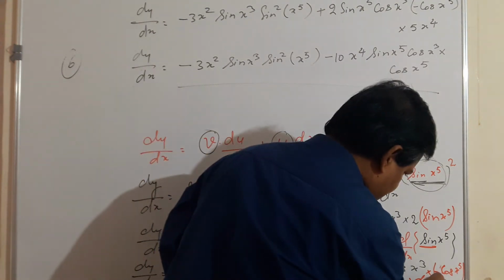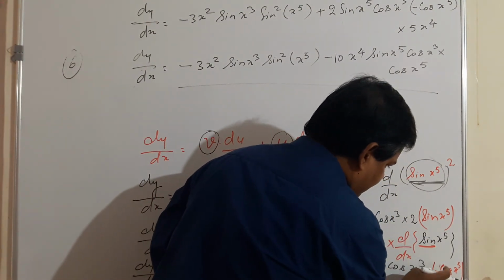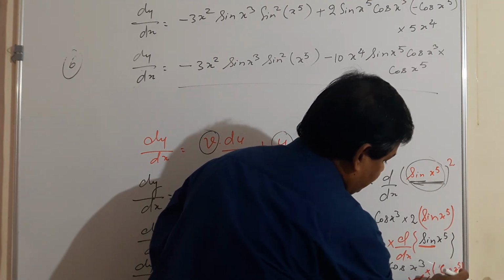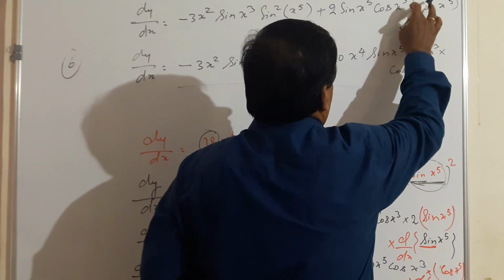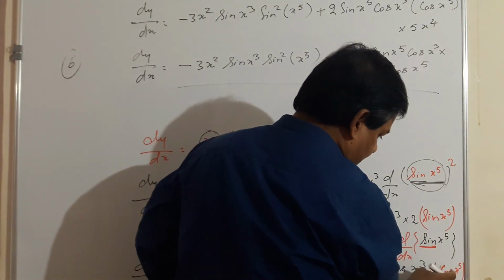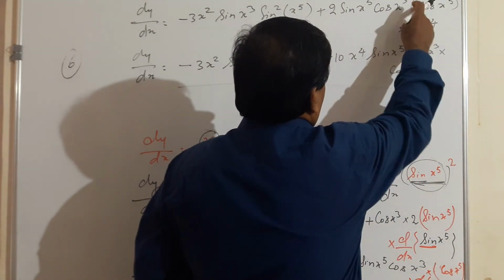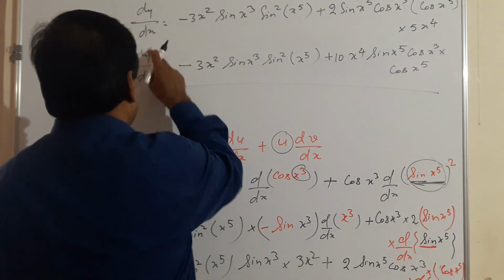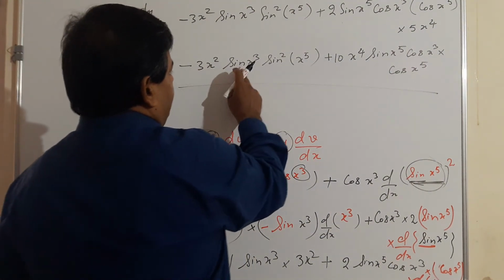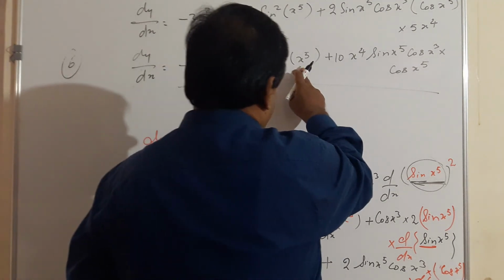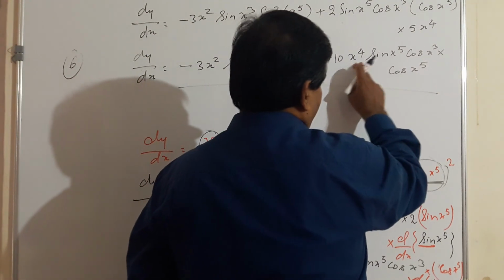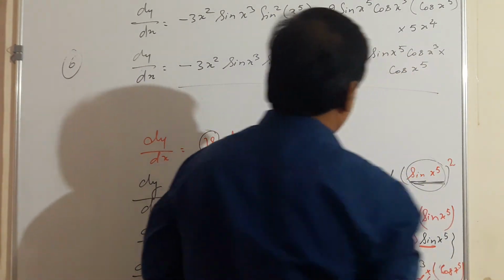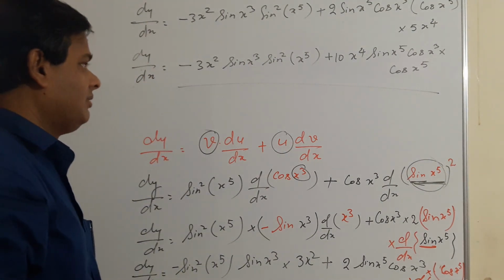There is a mistake here, because differentiation of sine is cos, not negative. So here it will be positive, cos x raised to the power 5. So this is the required answer: dy by dx is minus 3x square sine x cube sine square x raised to the power 5 plus 10x raised to the power 4 sine x raised to the power 5 cos x cube, and here cos x raised to the power 5. This is the required answer.